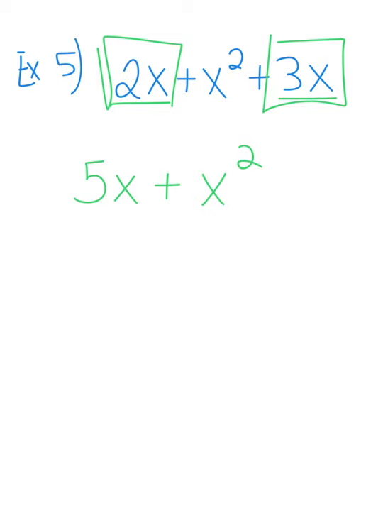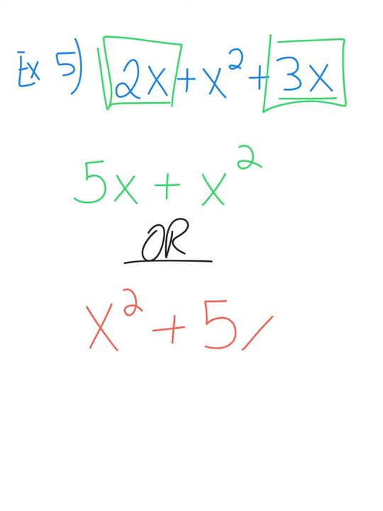Now some people might write it, and this is perfectly fine, as x squared plus 5x. Why? Commutative property of addition. And a lot of times you'll see it written more like the way that it's written in red, with your biggest exponent first. Both of those are correct. Let's look at our next example.